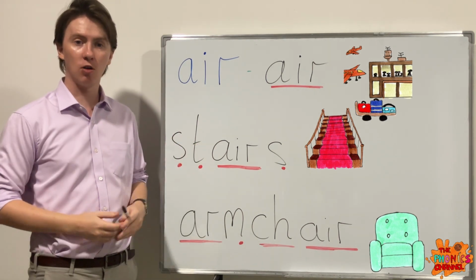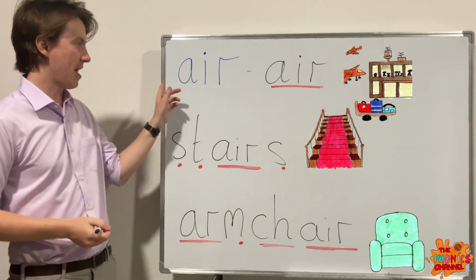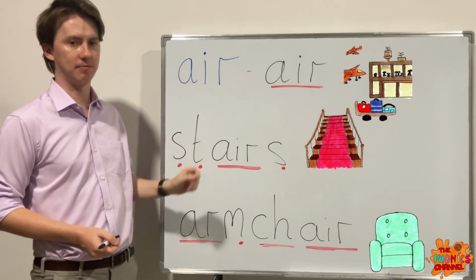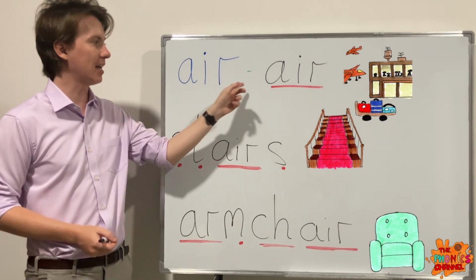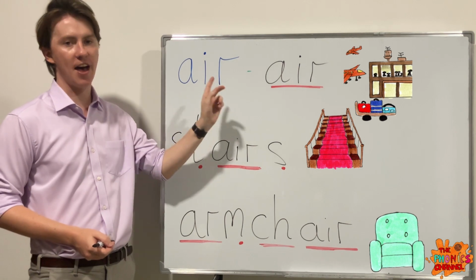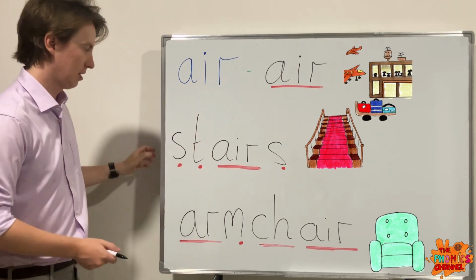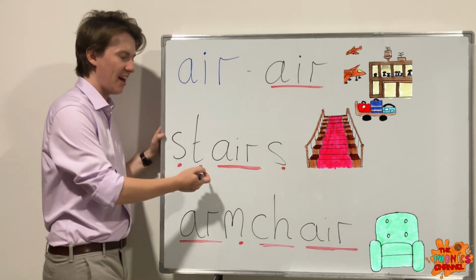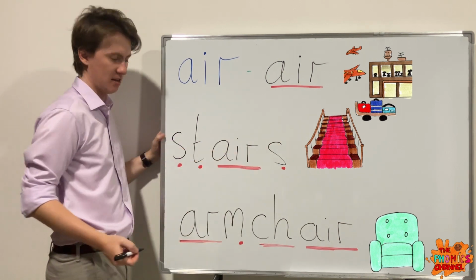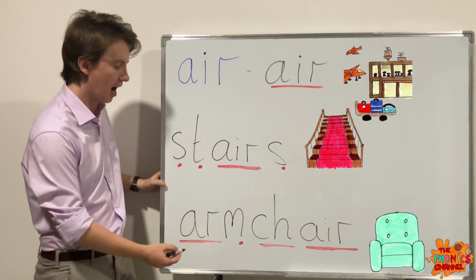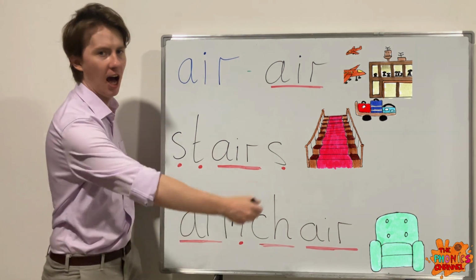Okay, so let's go through them all again together. Say it with me at home, like always, to practice. Air, air. Okay, trigraph air, and now the word air. Okay, now stairs, stairs, stairs, and armchair, armchair, armchair.